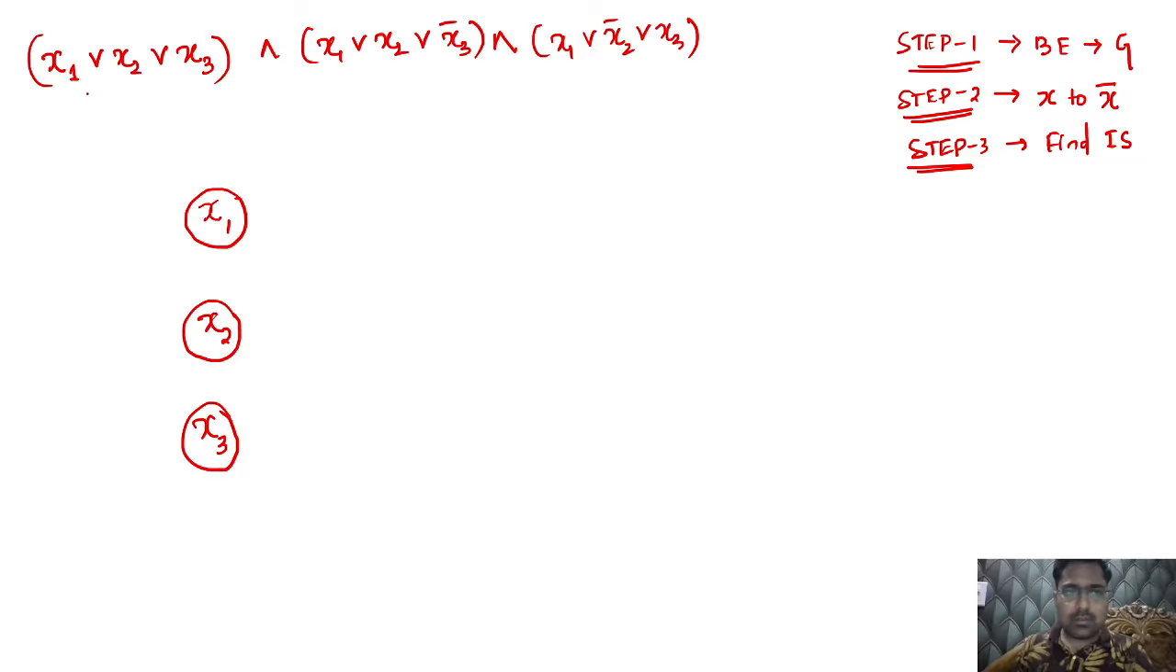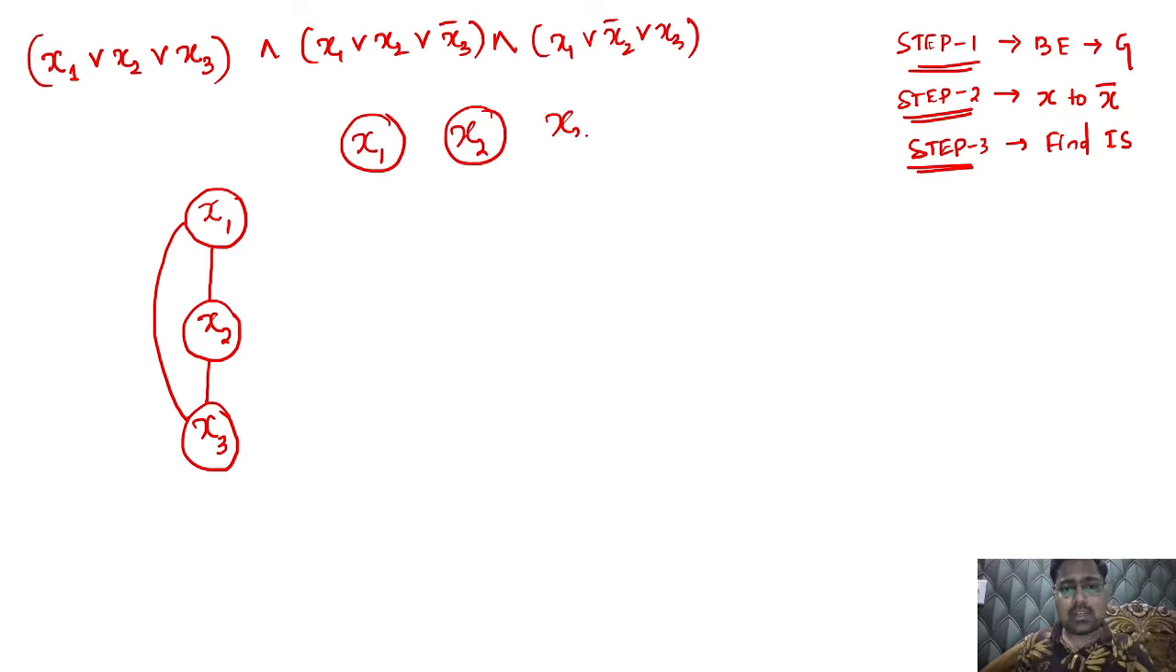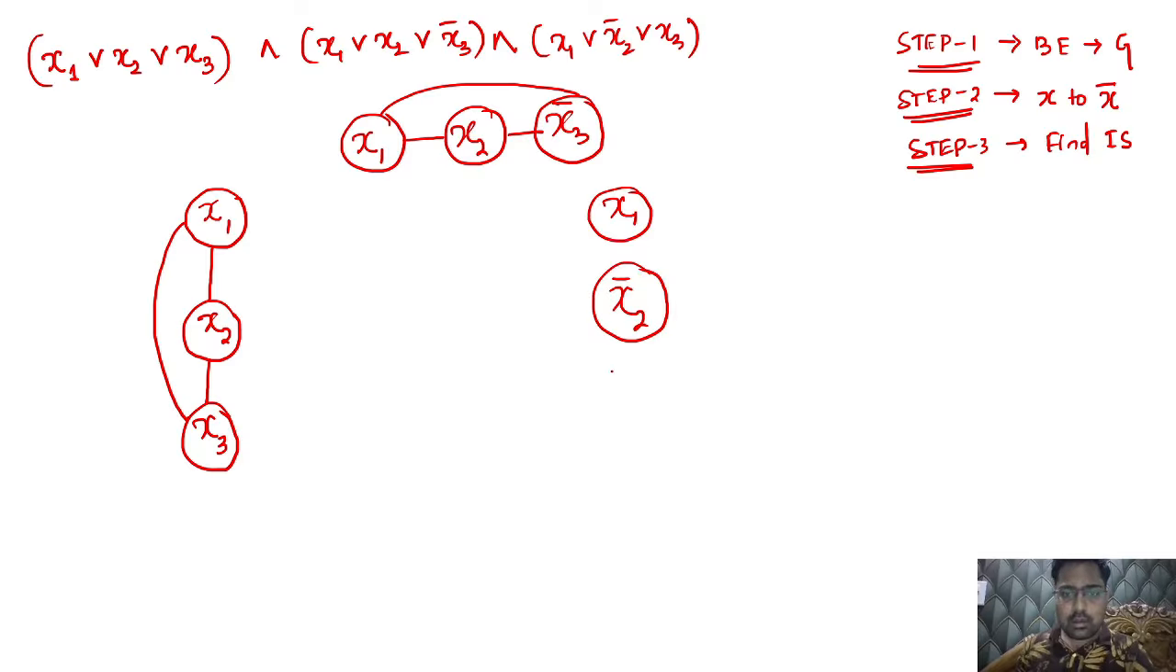Now how do we convert? First we take all the literals as nodes, and though they are within a clause, all should be connected. Step 1 is completed. Now the second clause, having x1, x2 and x3. We are now completing step 1. Here also x1, x2 bar and x3.